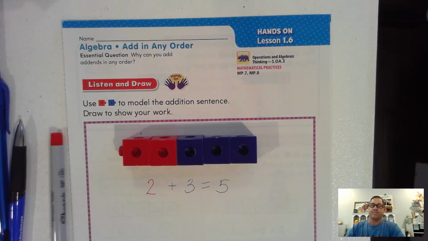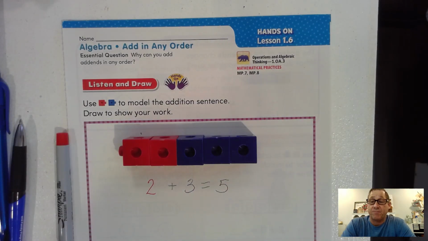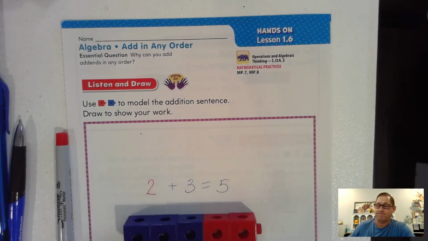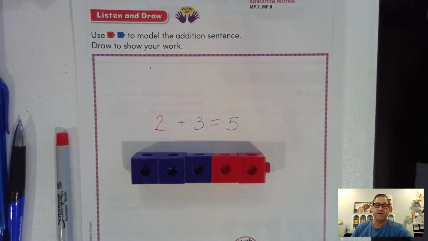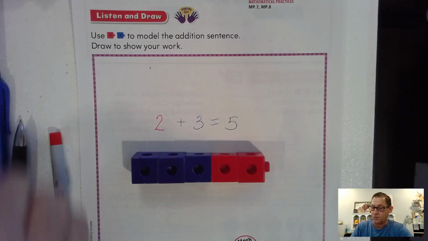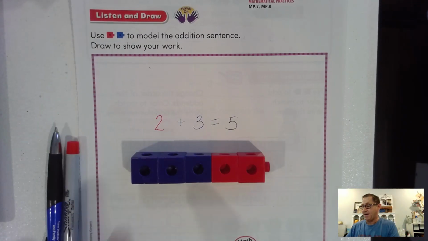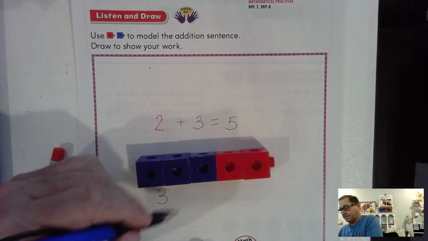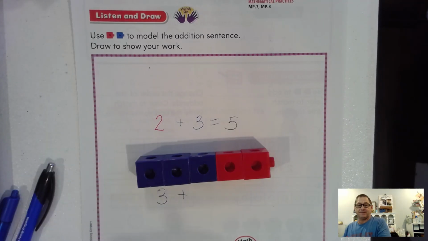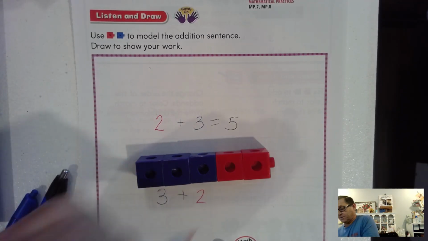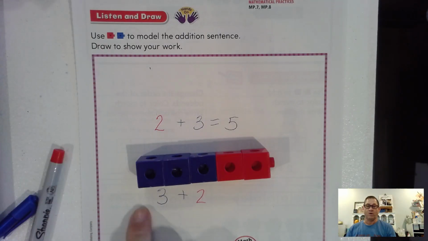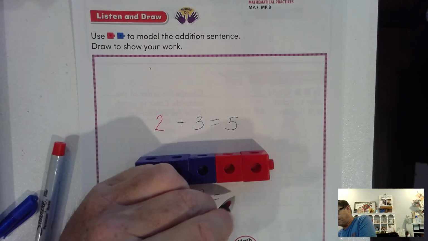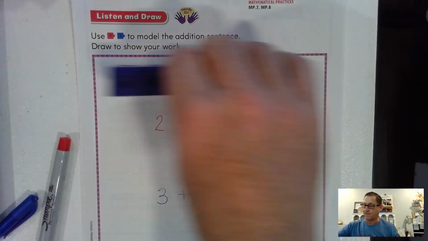Now how can we show 3 plus 2? Well, we can just flip it around. You can just flip your connecting cubes over. And now we have 3 plus 2. And what does 3 plus 2 equal? 3, 4, 5.